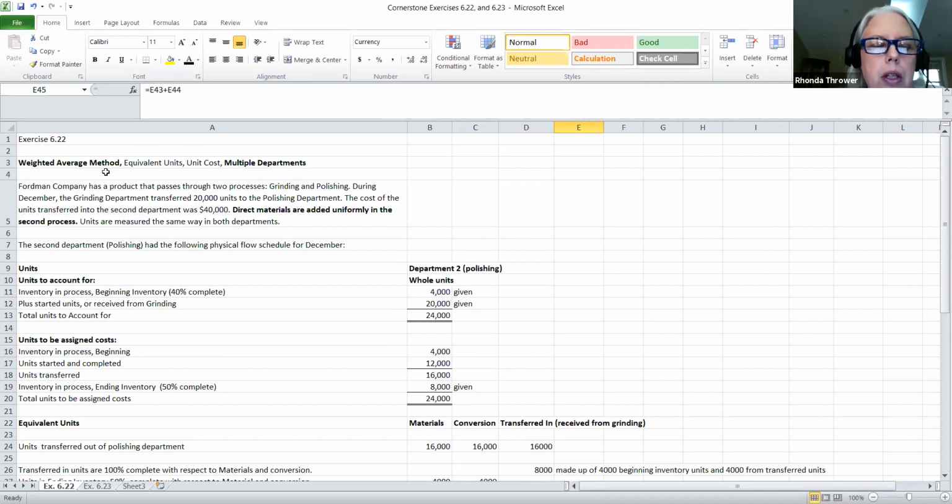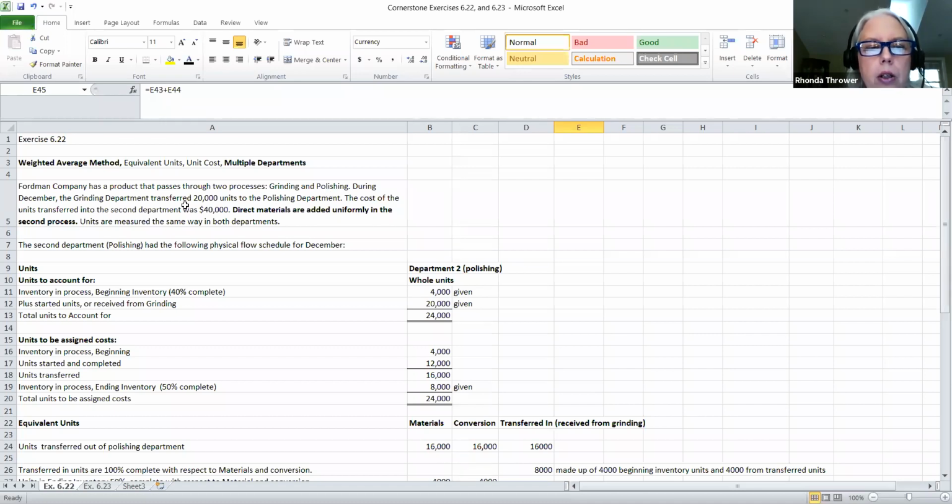In the first exercise, we're going to be doing the weighted average method. We're going to be calculating equivalent units, and also assigning unit cost. And it's going to be done through multiple departments. So the Fordman Company has a product that passes through two processes, the grinding and the polishing department or process.